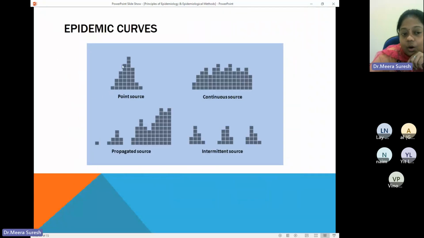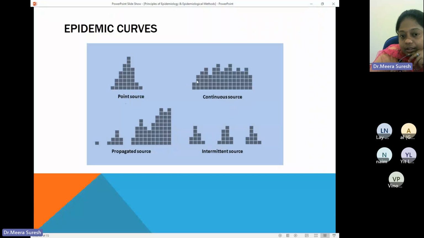So these are all the cases. All the cases are seen during a particular period, that incubation period. After that, there is stability, or it is coming to the base value. So all the cases are concentrated during that particular incubation period. That is point source. And then we have the continuous source.